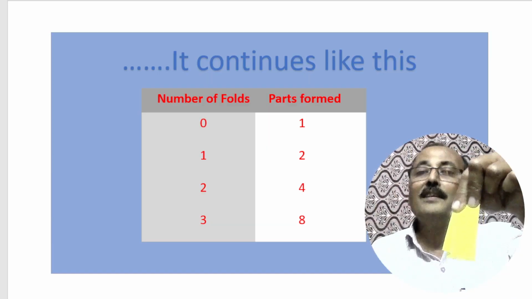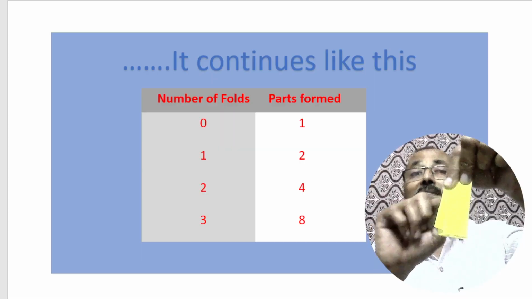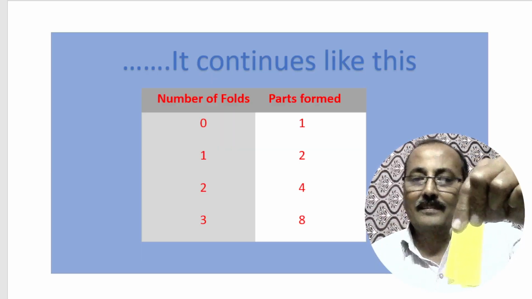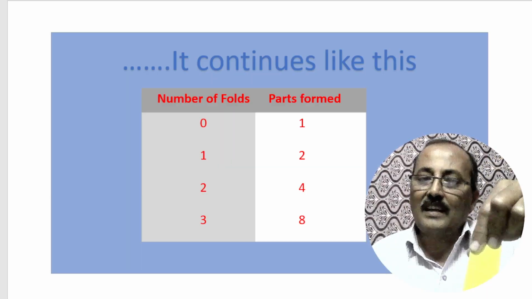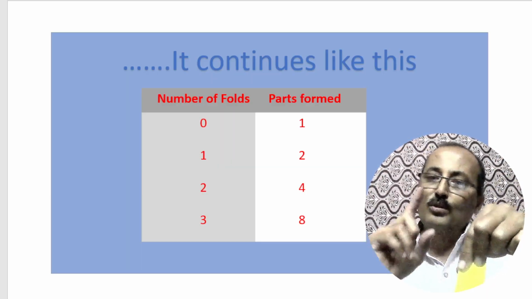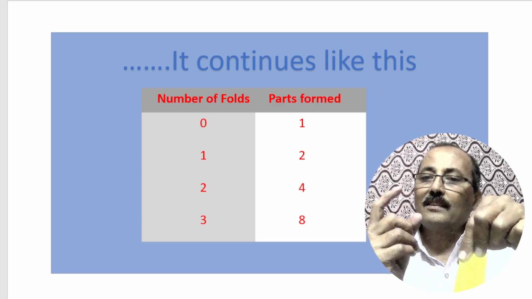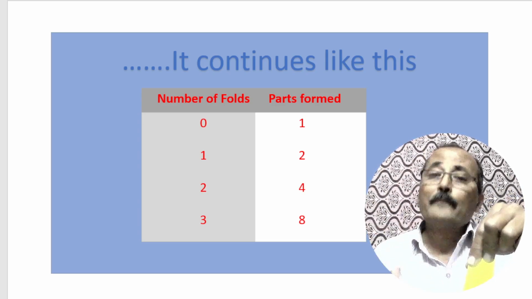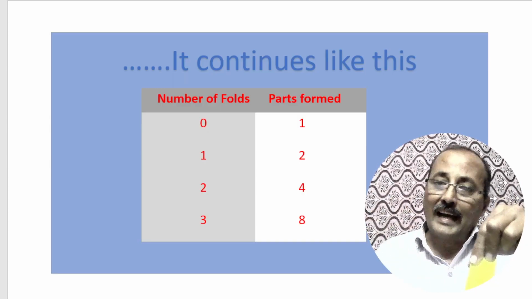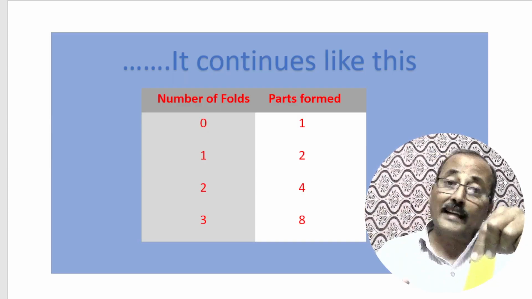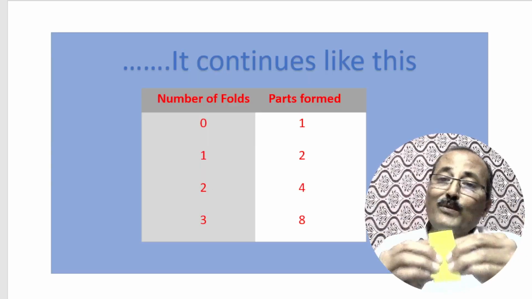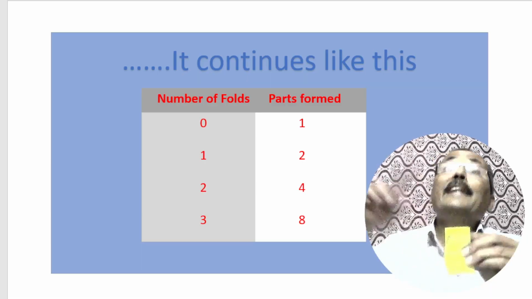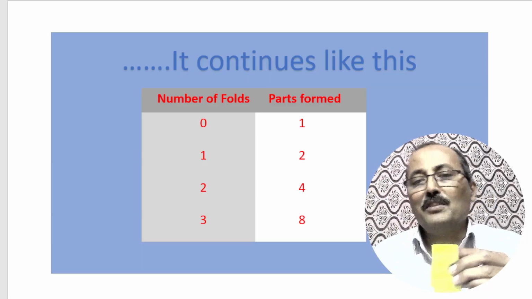3 into 3 into 3, 27 pieces are there inside. If you cut it, you will get 27 pieces. I hope you are able to understand. So for 2 to the power, if you keep folding, you will get 2, 4, 8 like that. But for 3, 9, 27. Then again if I fold this one into 3, that will get you 81 parts. You won't believe.